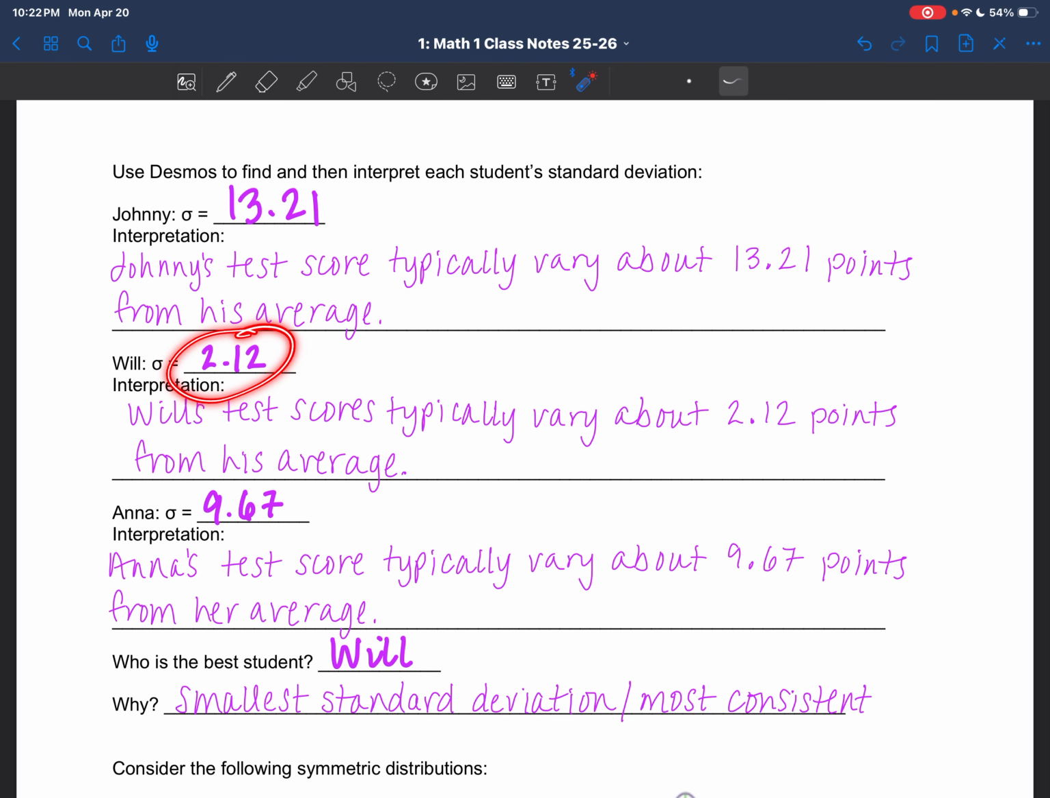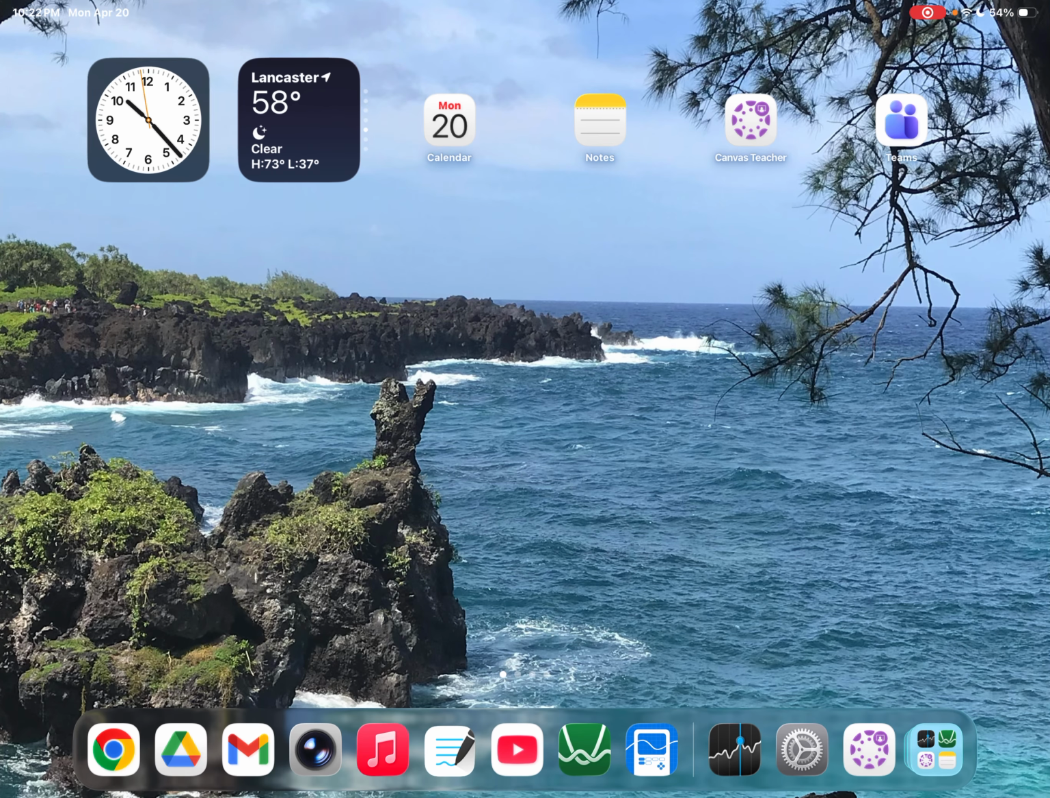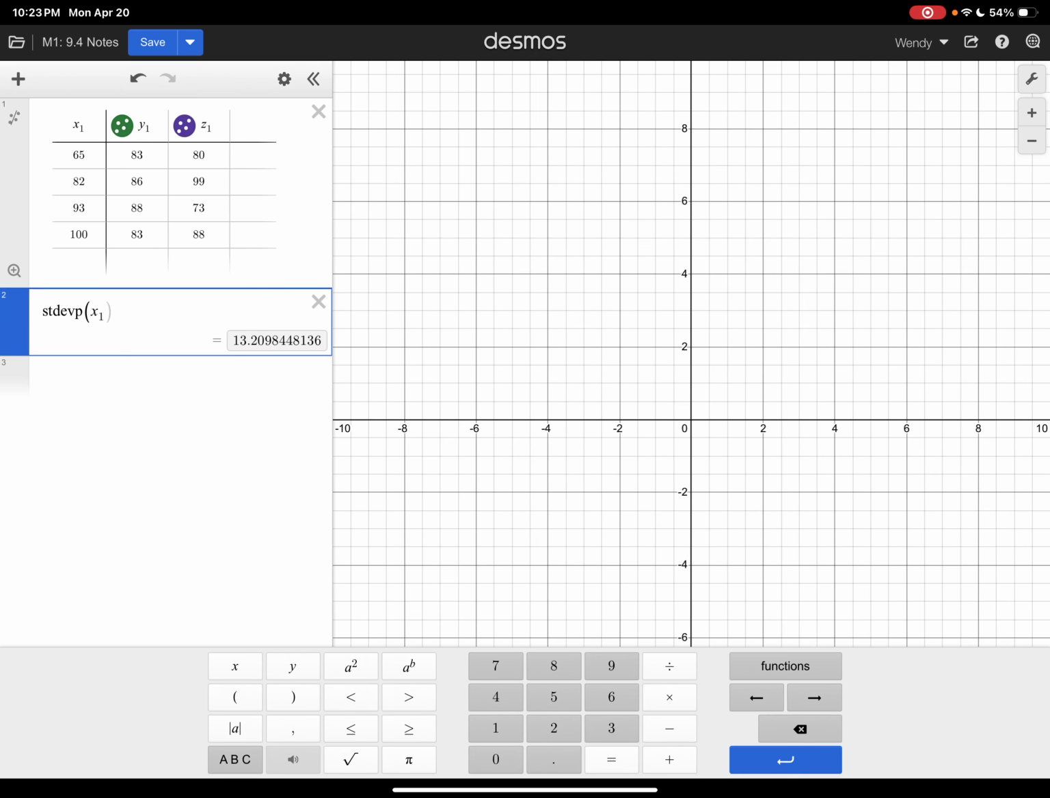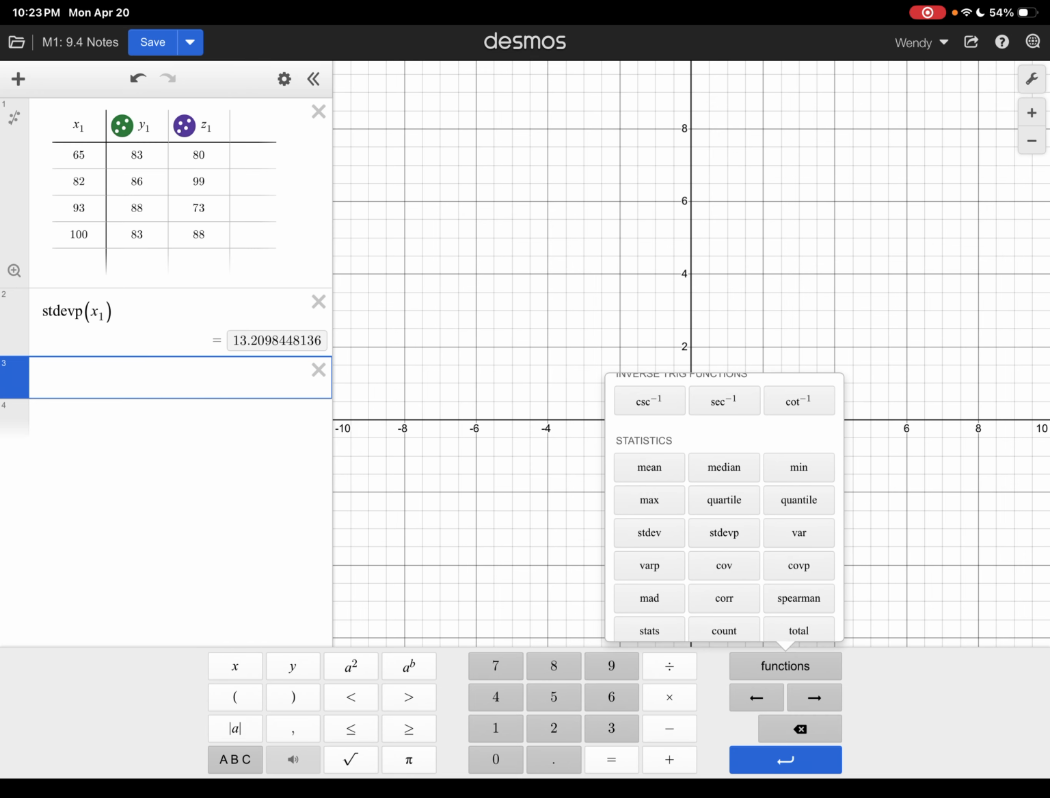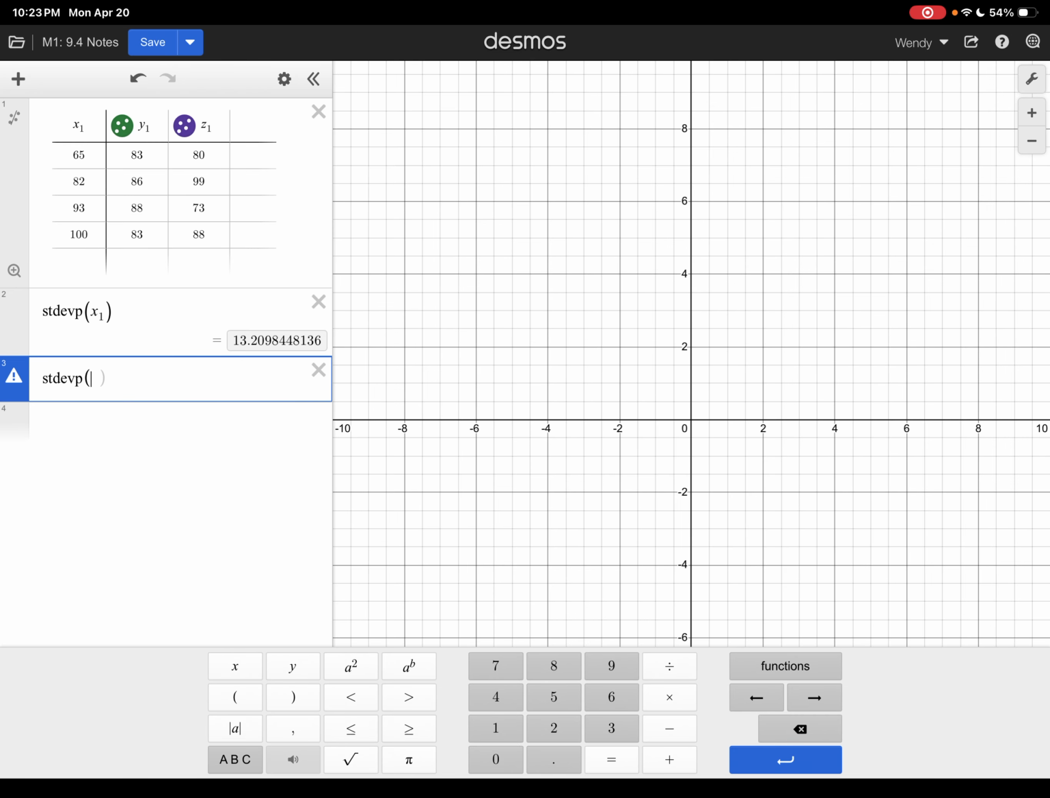Now let's look at Will. He's got a pretty small one, so I did his information too. I put his under Y1. So now I'm going to go back to functions, and we're going to go to the same button, but this time I'm going to type in Y1. And then if you notice, that's the standard deviation for Will. And then since we're here, we're going to go ahead and do Z1, same thing.